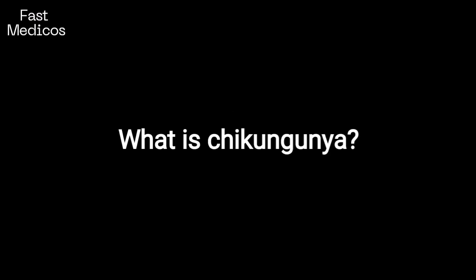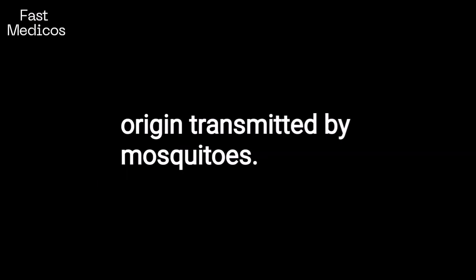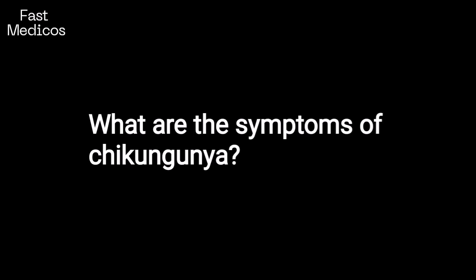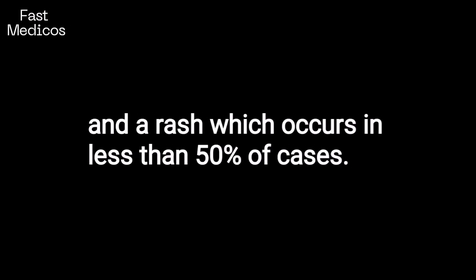45. What is chikungunya? Chikungunya is caused by a single-stranded RNA virus of African origin transmitted by mosquitoes. 46. What are the symptoms of chikungunya? Chikungunya is characterized by intense joint pain that may last for months, periarticular edema, swelling around the joints, and a rash, which occurs in less than 50% of cases.